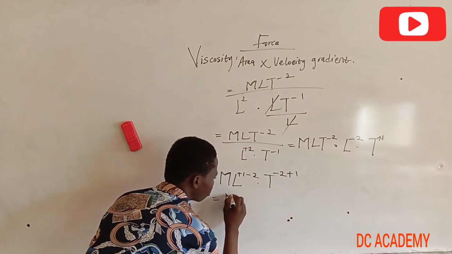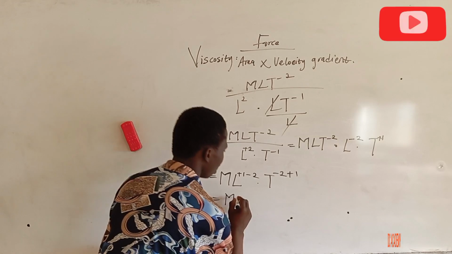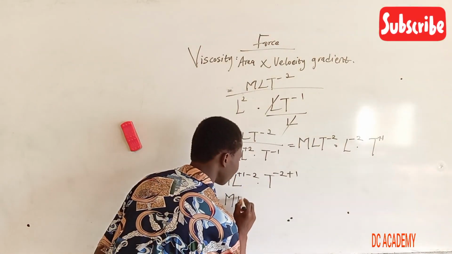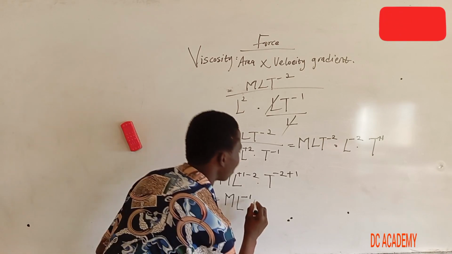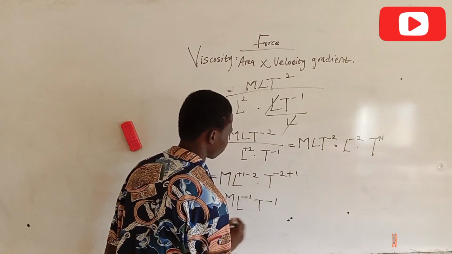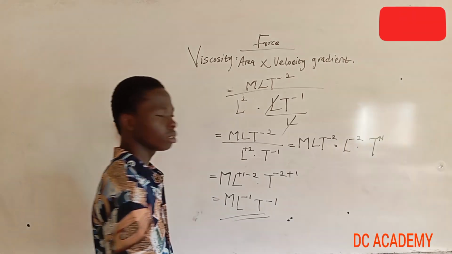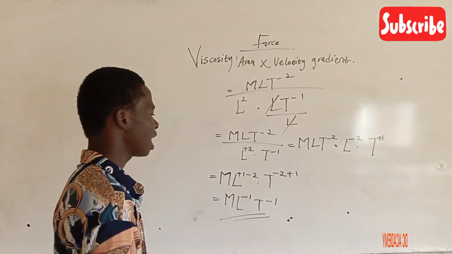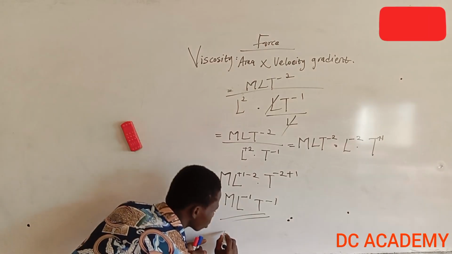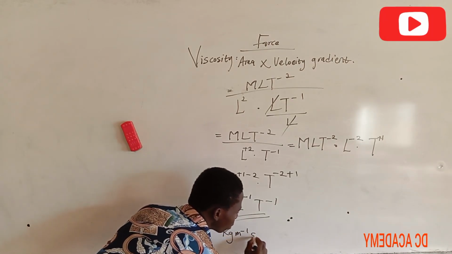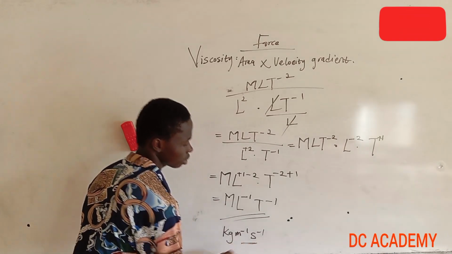This is now M. L: plus 1 minus 2 is what? Minus 1. And for T, minus 2 plus 1 is what? Minus 1. So this is the dimensional analysis of viscosity. And if you want to get the unit, the unit of viscosity is kilogram per meter per second. So this is it.